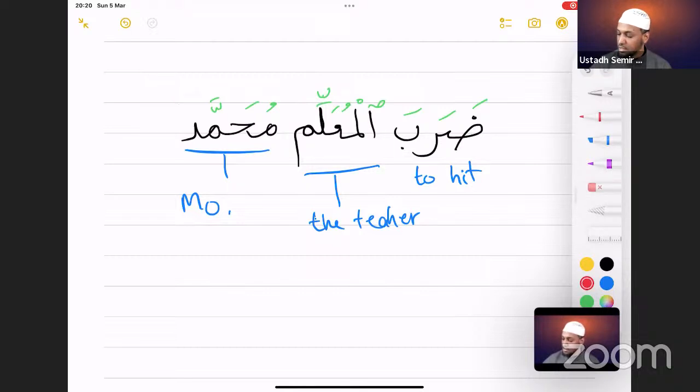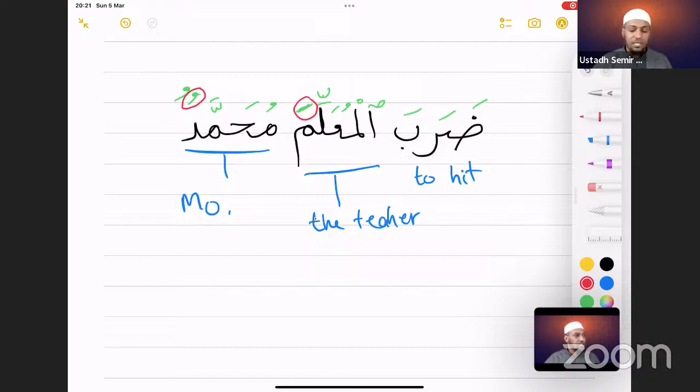You say ضرب المعلم محمد. So we have fatha here and dhamma here. Did we change anything? So before it was daraba al-muallimu Muhammadan. Now it is daraba al-muallima Muhammadun. Now, with this slight difference, this sentence means the one who did the hitting was Muhammad, and the one being hit is al-muallim. The teacher was being hit.